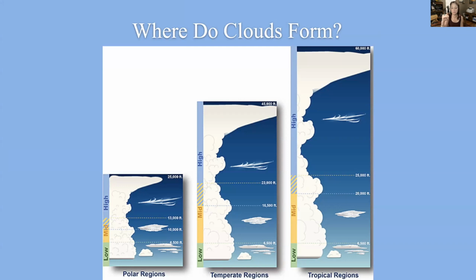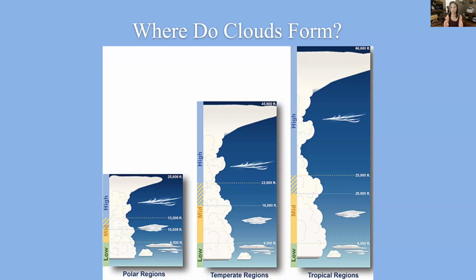And here, from the ground up to about 6,500 feet is what we call low classification. Up to about 16,000 feet is mid. And it looks like they're saying up to 16 to 23 is also mid to high. And then the high portion is up to 45,000 feet. But at the tropics, there's more air, and it goes even higher, 60,000 feet. And in the polar regions, it's a little shorter ceiling, 25,000 feet.